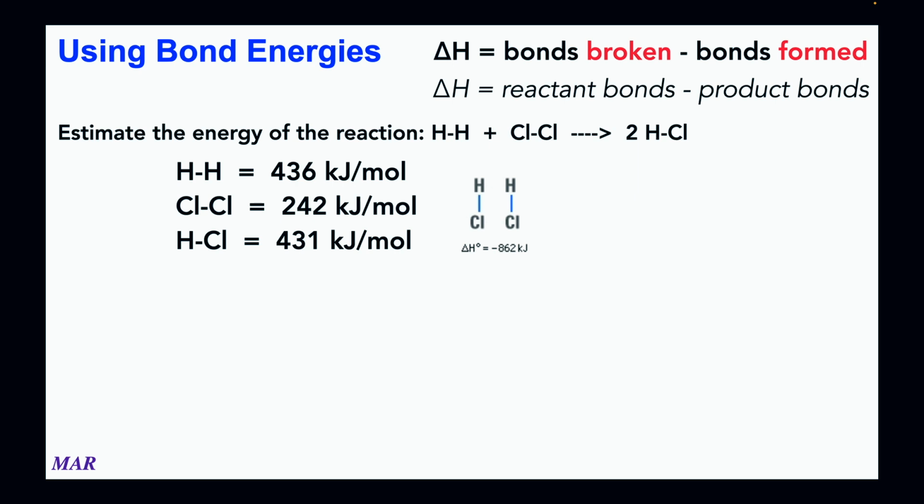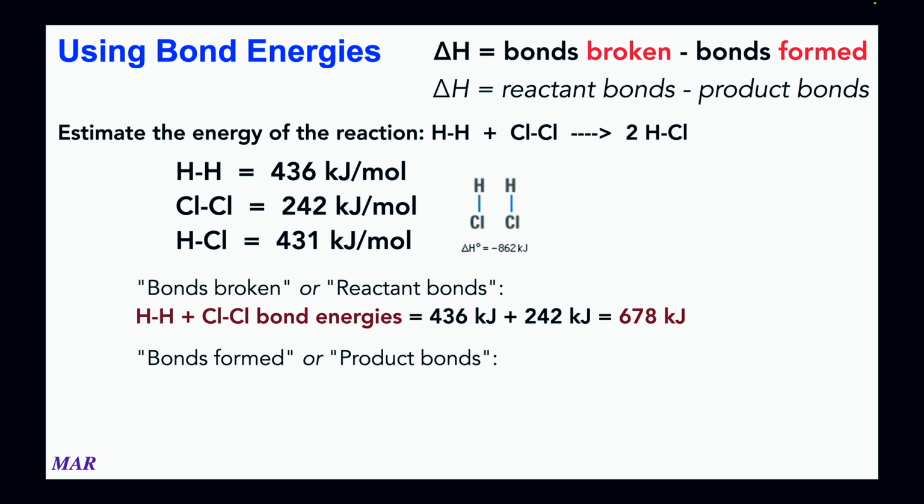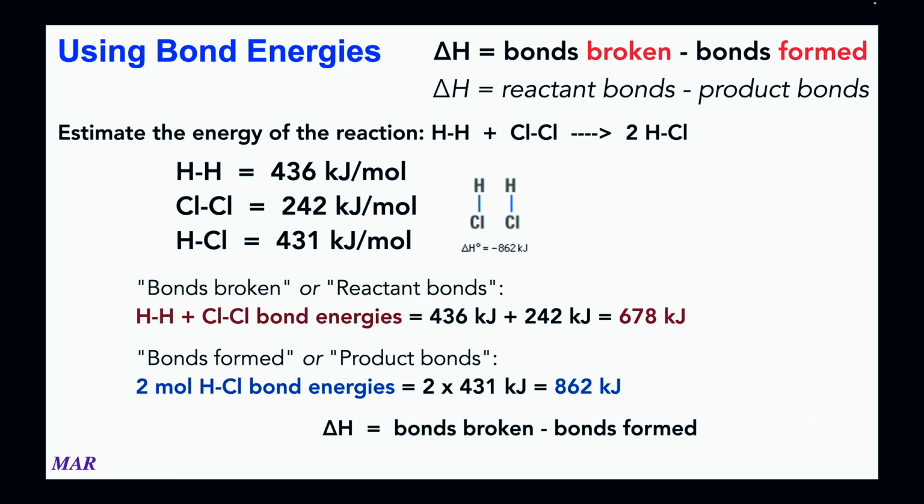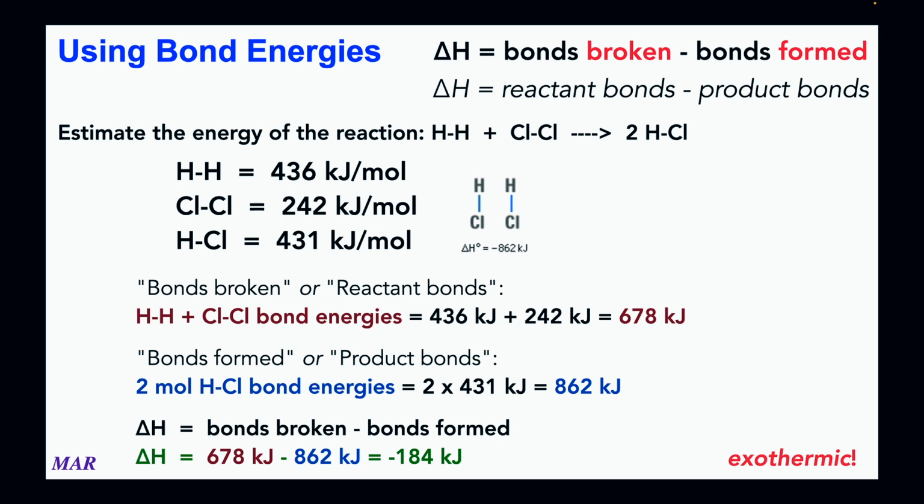Using a table like the one I just showed, you want to do bonds broken minus bonds formed. So that means reactant bonds minus product bonds. So for this one, I'm going to break an HH bond and a ClCl bond, and we're going to form two HCl bonds. So mathematically, that's going to be 436 plus 242, the bonds of the reactants. I'm then going to subtract the bonds that are formed, the product bonds. I have two HCl's, and each HCl is 431. So it's 678 bonds broken minus 862, the bonds formed. You're going to get an overall minus 184 kilojoule value.